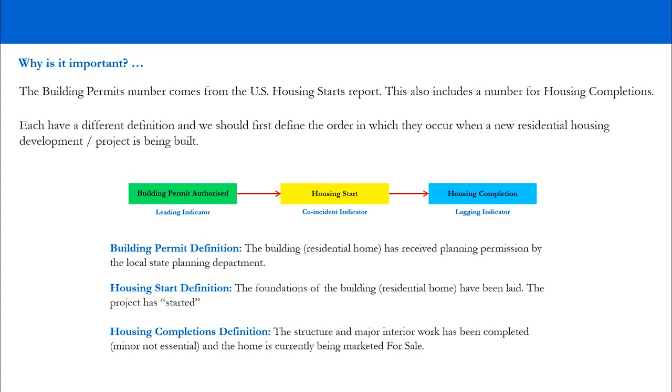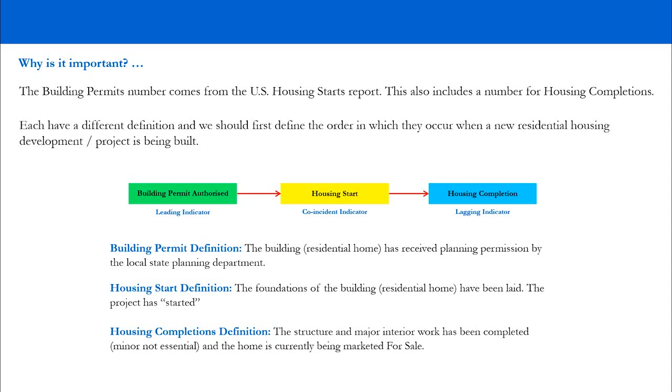So housing completion in the housing starts report is a house that's done and has gone on the market. So all the structure and major interior work has been completed and the home has been put on the market. Now, before that, the home itself, before it's been fully built, is a housing start.